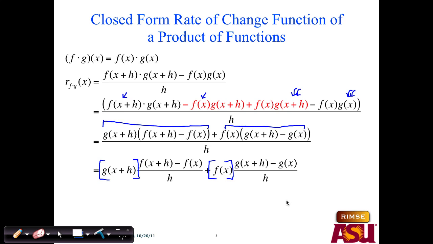So this piece here looks like the rate of change of function f, and this is the rate of change of function g. So all I've got to do is imagine h becoming essentially 0 for those two to be true. This term's also going to be affected by h becoming essentially 0. But if h is essentially 0, that first factor in brackets turns into g of x.